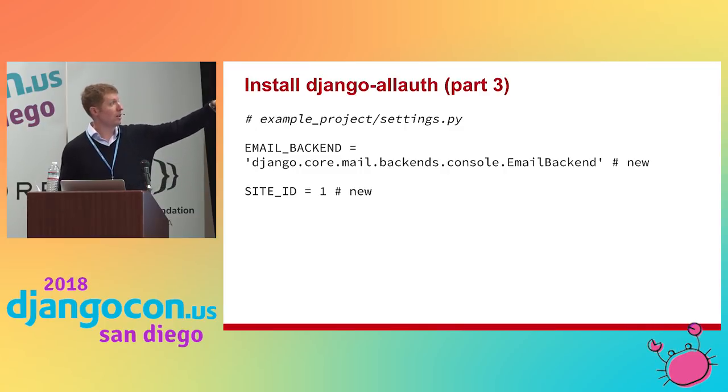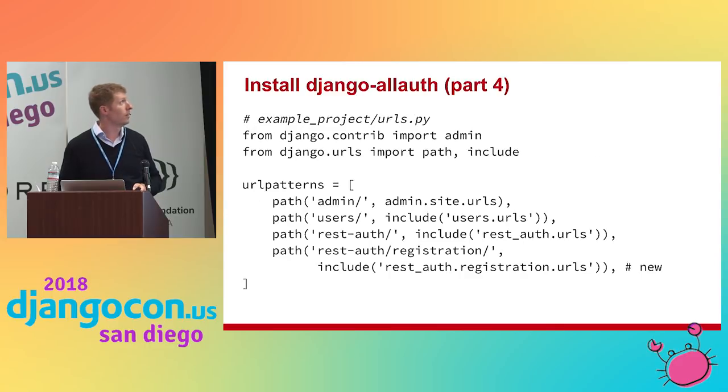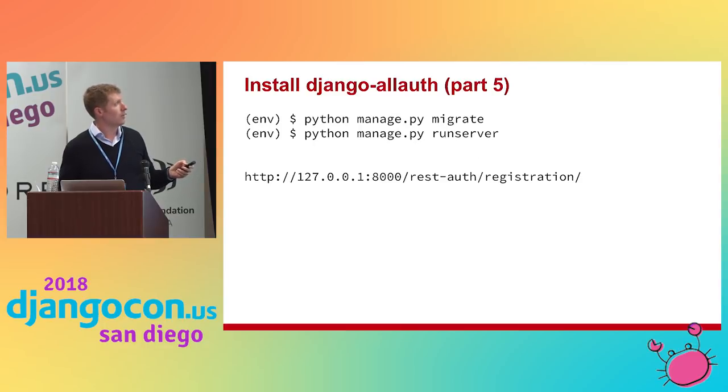In this case, we're just using console. It's just going to put it into our command line. You could also change it so it will send an email through an email service. And you need to add the site ID because it uses the sites framework in Django. Add just here at the bottom, REST auth registration. That's all you need. Migrate, run server. And now we have our sign up endpoint.